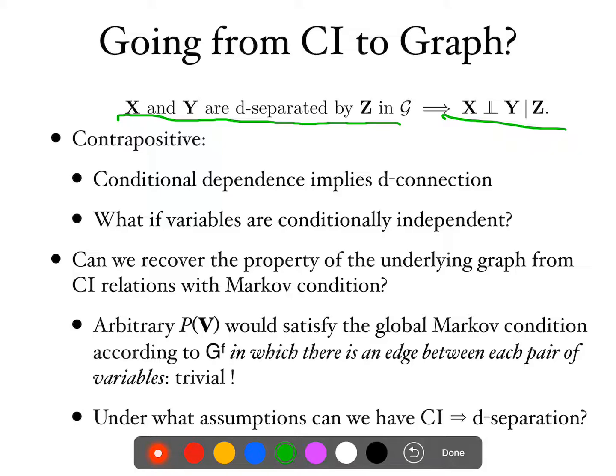We know that a fully connected graph is not really informative. We really want to have a sparse graph, right? What can you do? You can see the contrapositive of this claim is that if x and y are conditionally dependent, then they are adjacent. Then they are not d-separated, right? They are not d-separated. This means I can derive a lot of relations in the graph, a lot of relations between pairs of variables which are not d-separated, right?